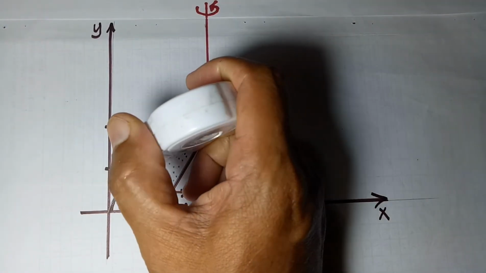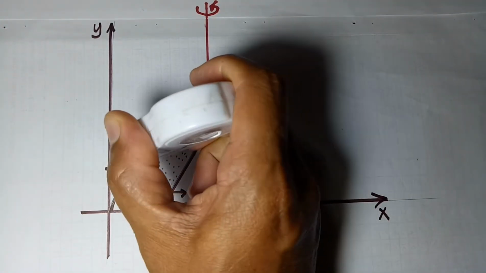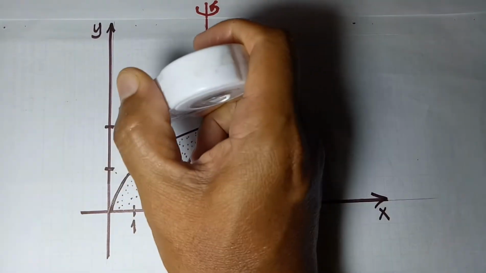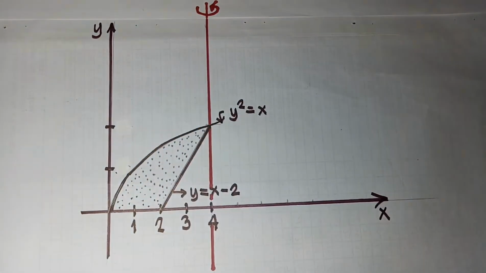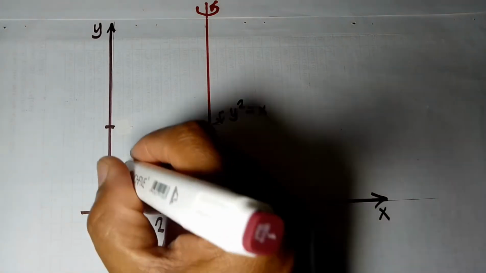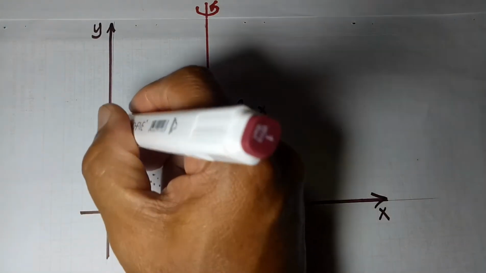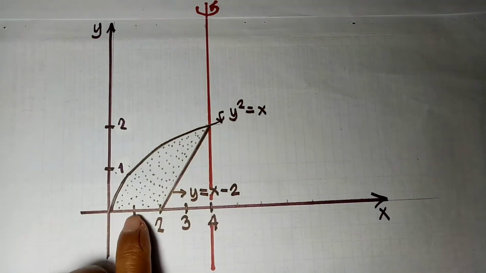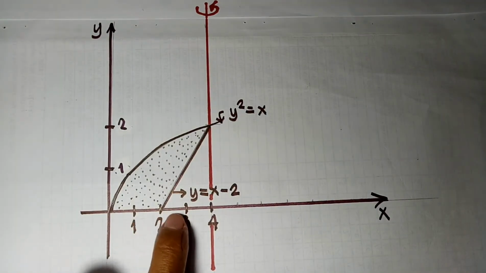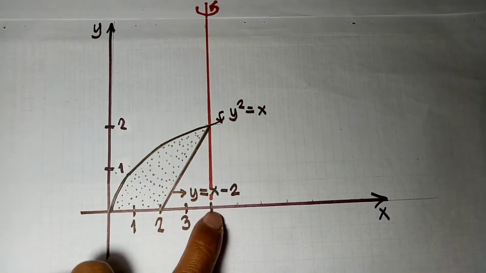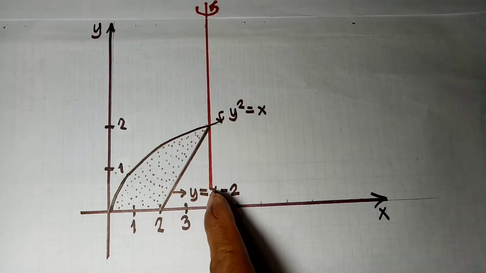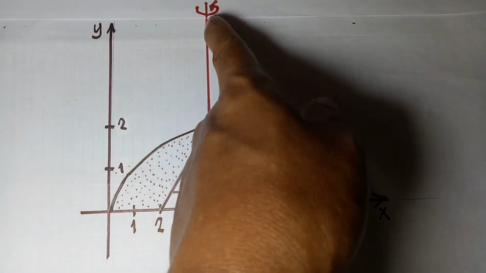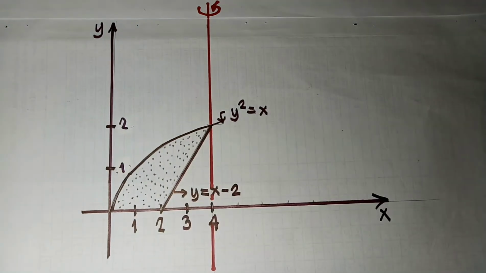Palitan natin to. Nagkamali ng numbering. Saka ito, no? So, ito ay y equals 1. Ito naman ay y equals 2. This is x equals 1, x equals 2, x equals 3, and x equals 4. So, here is our axis of rotation. The line x equals 4.